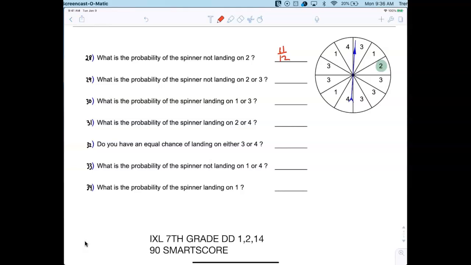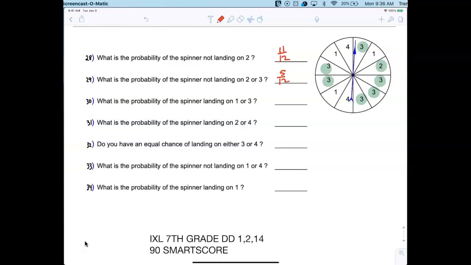What's the probability of not landing on a 2 or a 3? I'm going to find the 2s and the 3s, right? So I don't want a 2 or a 3, right? 5 out of 12. Is everybody okay with 5 out of 12? Everybody happy with that? All right.